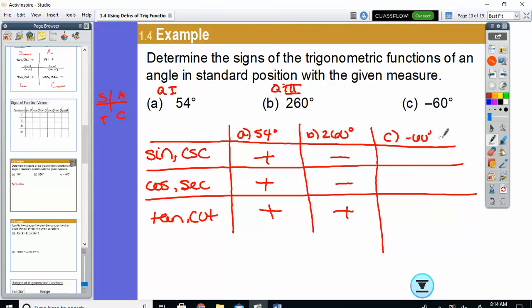C. What do you do with a negative angle? Okay, if we add 360, we get 300. What quadrant is 300 in? Okay, so in quadrant 4, what's true? Good. So that means the others are negative. Alright, so if I give you any angle, you should be able to figure out if the trig function is positive or negative, just based off the quadrant. Is that okay?